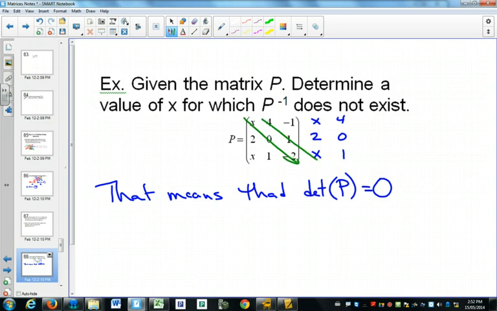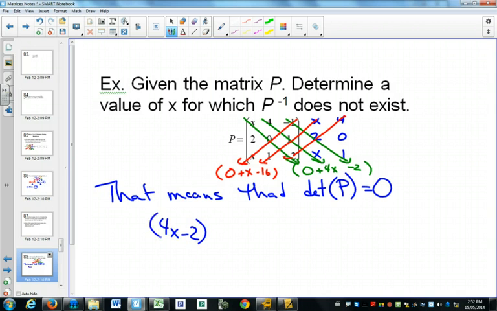So positive ones will have 0, 4x, negative 2. And our negative ones, zero plus x, and then negative 16. So you would have 4x minus 2 minus x minus 16. And in the end, you'd have 3x plus 14.